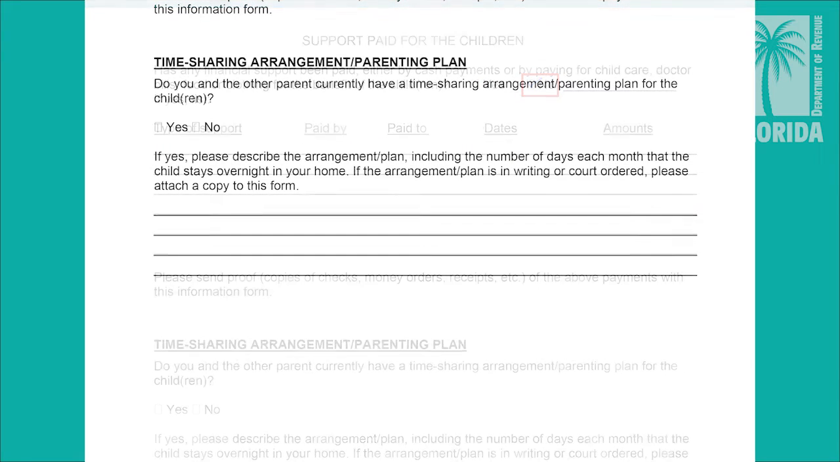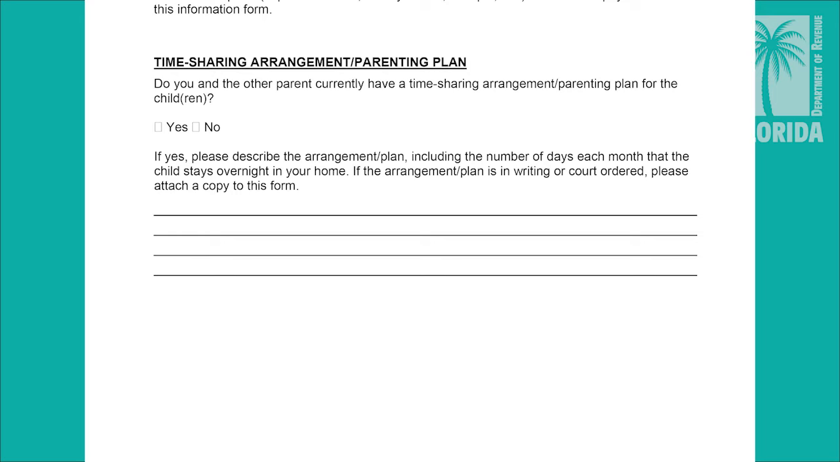Now it's time to complete the section titled Time-Sharing Arrangement/Parenting Plan. If you and the other parent have a parenting time agreement, check the Yes box. This can be a written plan or a verbal agreement. If yes, describe the plan you have with the other parent on the lines provided. Be sure to include the number of days each month that the children stay overnight in your home.